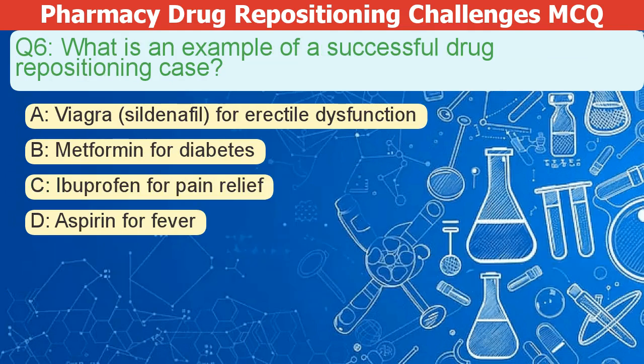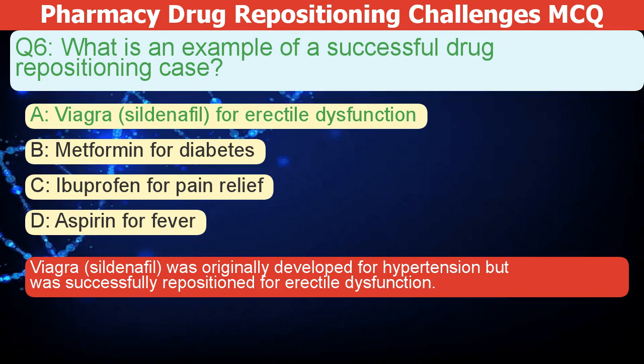What is an example of a successful drug repositioning case? A. Viagra, sildenafil, for erectile dysfunction. B. Metformin for diabetes. C. Ibuprofen for pain relief. D. Aspirin for fever. The correct answer is A. Viagra, also known as sildenafil, was originally developed for hypertension, but it was successfully repositioned for erectile dysfunction.